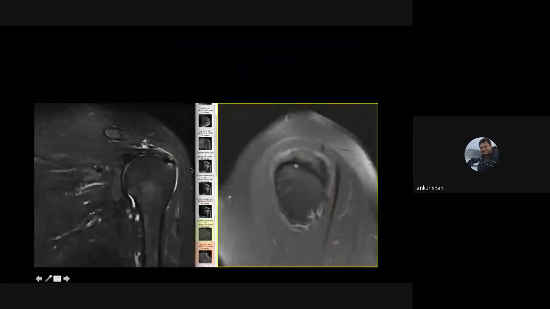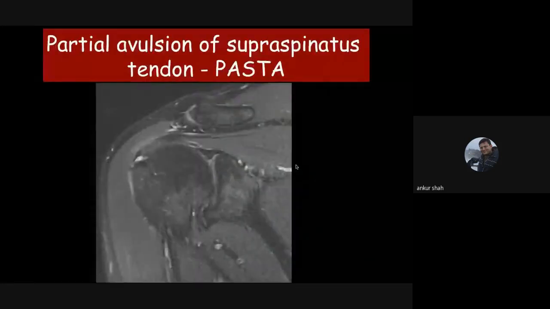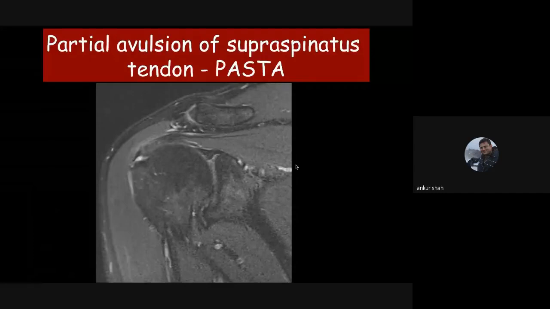When the footplate tear is very small, just like this, like a pinpoint, it is known as the rim rent tear. This is just a term, whenever there is a mention of rim rent tear, it suggests that it is just a pinpoint small tear at the insertion of the supraspinatus or infraspinatus tendon. One other terminology you might have heard is the PASTA lesion, which is partial articular surface tendon avulsion of the supraspinatus tendon.